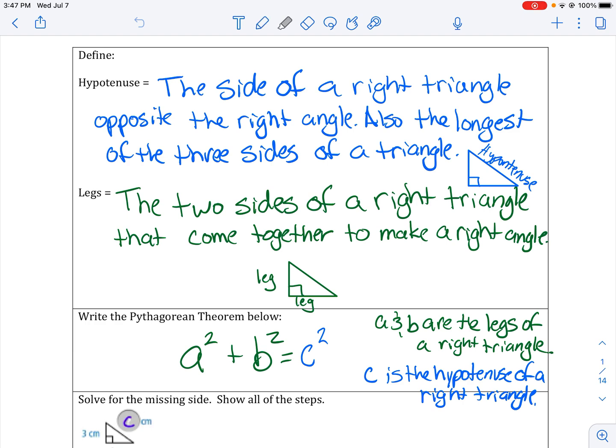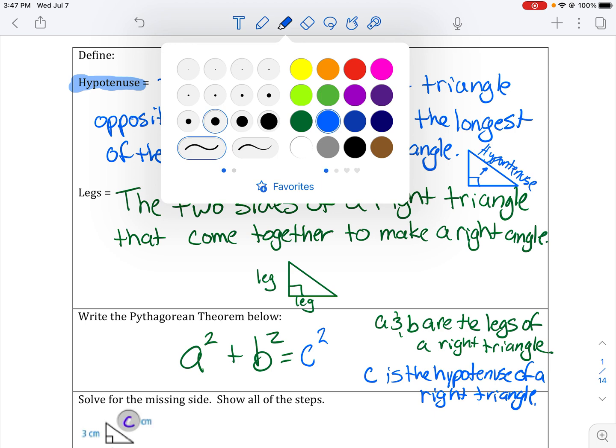Number one is the hypotenuse. The hypotenuse is the side of the right triangle opposite of the right angle. It is also the longest of the three sides in any triangle at all. Here is a little example, and you do have to have all this written down, so you can pause this if you need time to write it down. Here is a picture showing you where the hypotenuse is. You can see it is across from the right angle, and it is the longest of the three sides of that triangle.